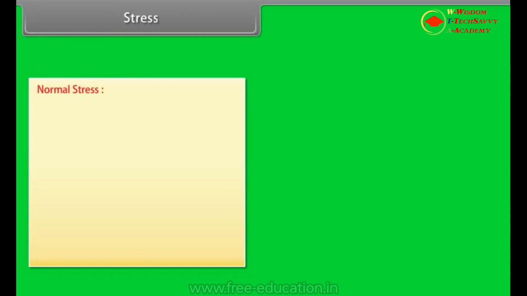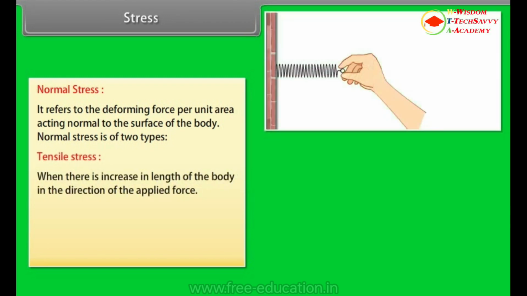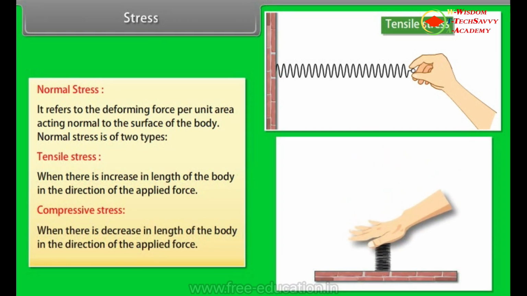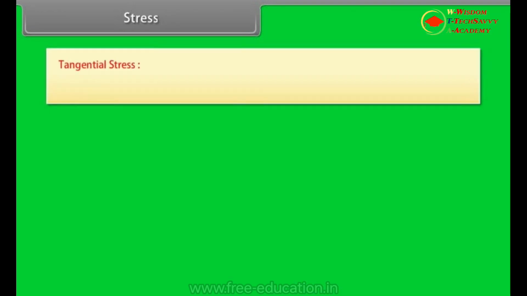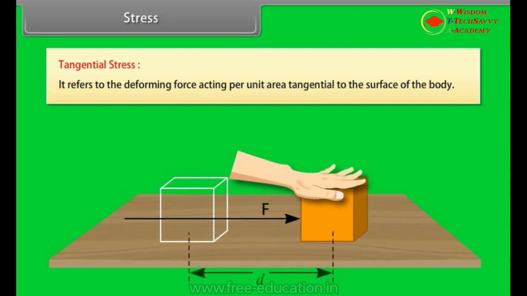Normal stress. It refers to the deforming force per unit area acting normal to the surface of the body. Normal stress is of two types. Tensile stress, when there is an increase in length of the body in the direction of the applied force. Compressive stress, when there is a decrease in length of the body in the direction of the applied force. Tangential stress. It refers to the deforming force acting per unit area tangential to the surface of the body.